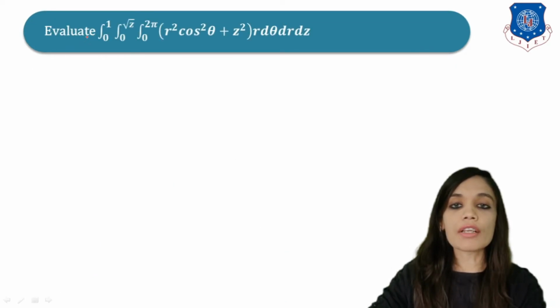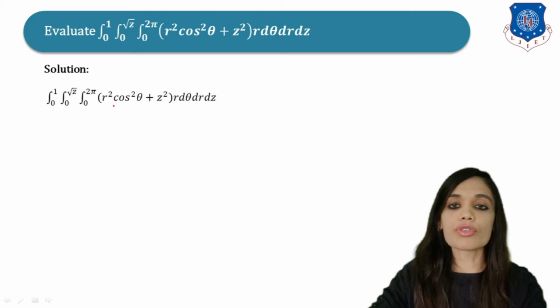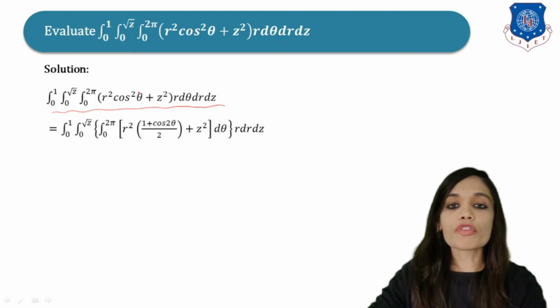So we have to evaluate the triple integration from 0 to 1, 0 to square root z, 0 to 2 pi of (r square cos square theta plus z square) r d theta dr dz. Okay. So now let us start with the solution. So this is your given question, right? So firstly, what we will do, we will assume our cos square theta is (1 plus cos 2 theta) upon 2.